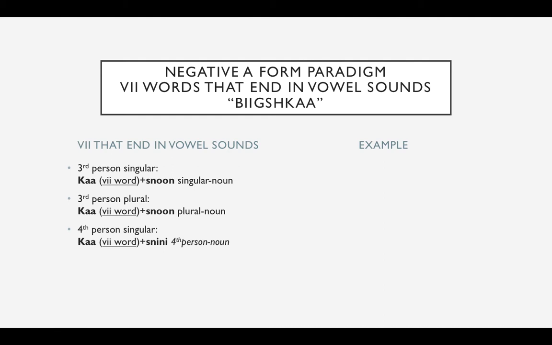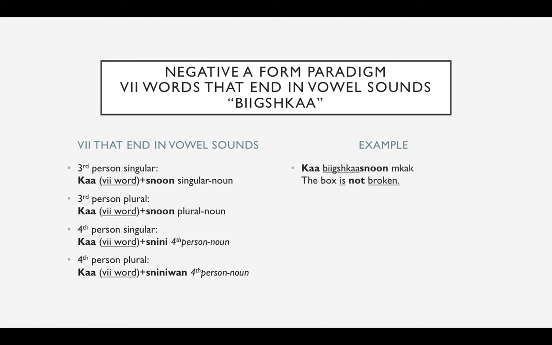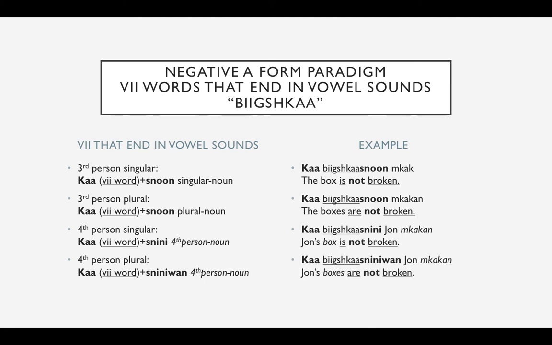Fourth person, we have ka. We're starting out with ka. We have our VII word, and then we're using the suffix snine for fourth person singular. And then for our fourth person plural, we're using ka again, followed by our VII word, then using our suffix snine1, and that's for fourth person plural. So in our examples, we're using the same verb and the same noun, but I'm showing you how the meanings change in English.